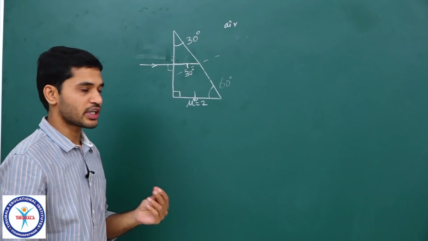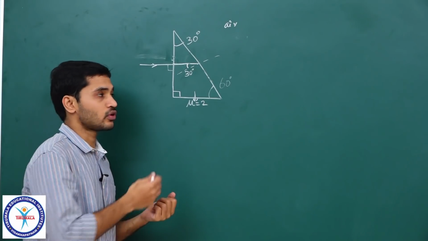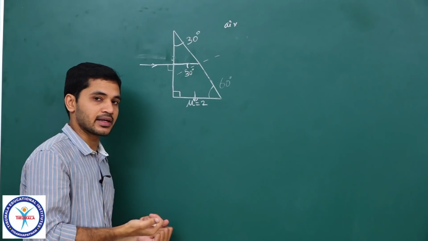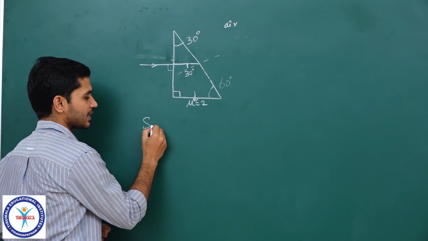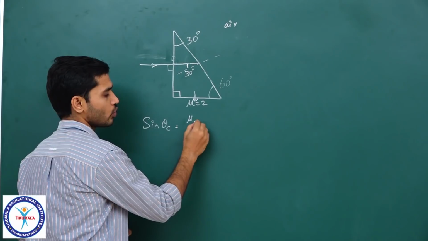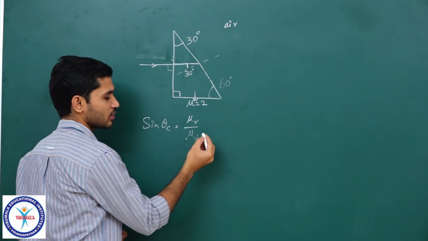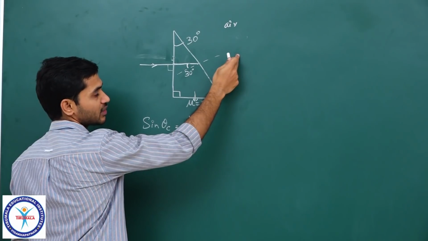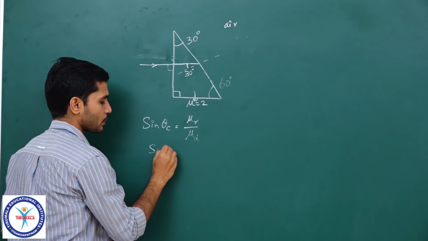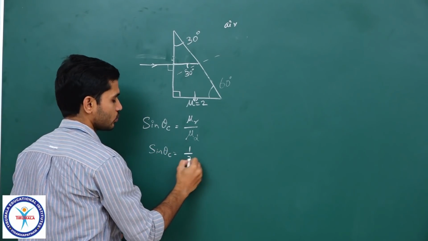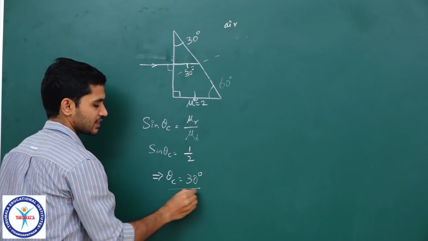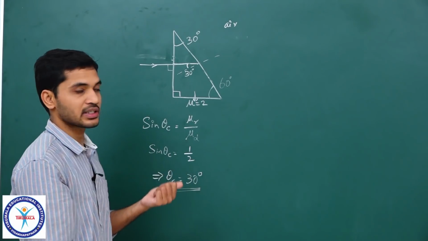Okay. Now we need to check what happens in this scenario. To check whether TIR or refraction takes place, I need to know the critical angle, correct. And you all know how to find the critical angle. We know that sin theta c is equal to mu of rarer medium divided by mu of denser medium, correct. Rarer medium is 1, denser medium is 2, so sin theta c is equal to 1 by 2, which implies theta c is equal to 30 degrees. So that is the critical angle for this particular scenario.